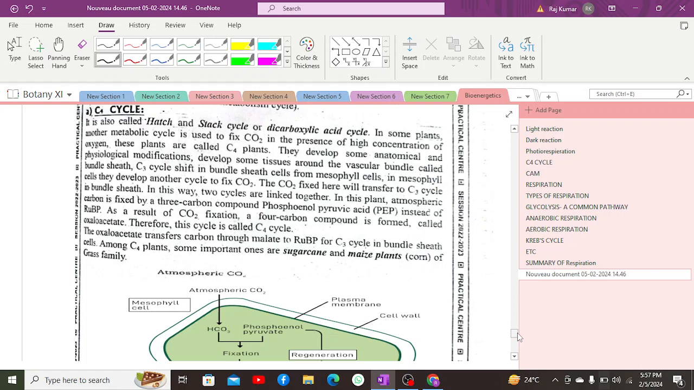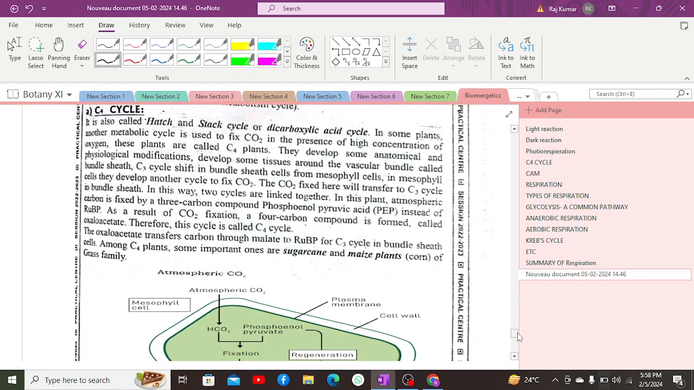The reason behind it is that its first stable compound formed is a 4-carbon compound known as oxaloacetate, and that oxaloacetate has two carboxyl groups within its structure, due to which it is known as the dicarboxylic acid cycle or C4 cycle. In some plants, another metabolic cycle is used to fix carbon dioxide in the presence of a high concentration of oxygen, which is known as the C4 pathway.